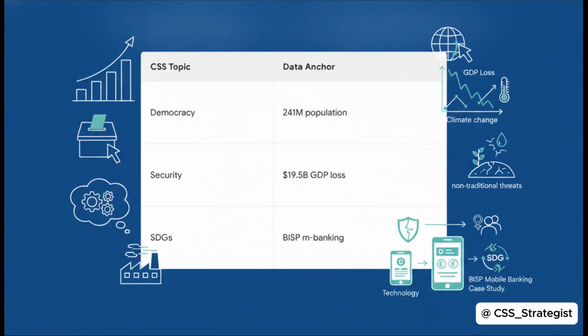When a question asks about democracy or governance, please don't just give a historical timeline. Use the 241 million population stat and that massive youth bulge to discuss the immense pressure on democratic institutions to deliver jobs. If a question is on national security, use that $19.5 billion climate-induced loss to argue that non-traditional security threats, like food and water scarcity, are actually our biggest dangers right now. If the essay is on the SDGs or women's empowerment, bring in the BISP mobile banking case study to perfectly show the intersection of technology, gender, and social inclusion.